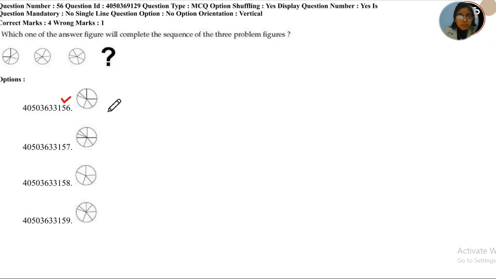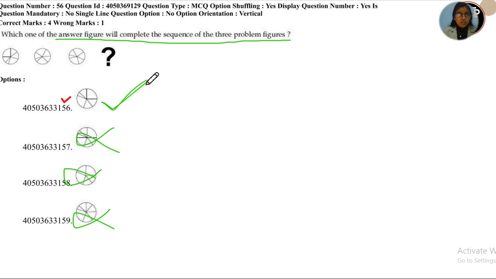This question, same type of question, you have to find out which one of the answer figures will complete the sequence of the three problem figures. So in this one, now look, we have 6 total lines inside our circle. Here also you have 6 lines, here also you have 6 lines. Now look at option number B. You have total 1, 2, 3, 4, 5, 6, 7 lines. So this can't match with this sequence. This one you have 5. This is also out. Here also you have 7. So this is also not possible. We should have 6 lines. So option number A is your correct answer.